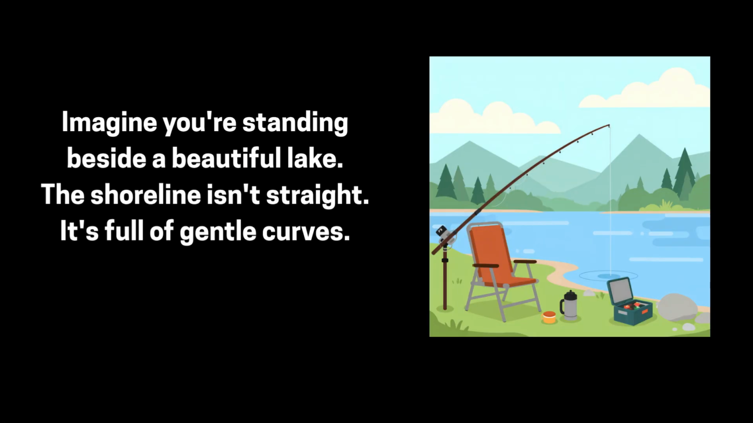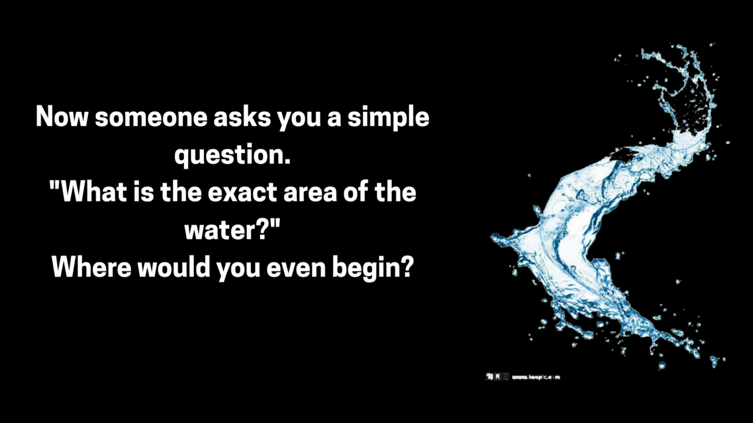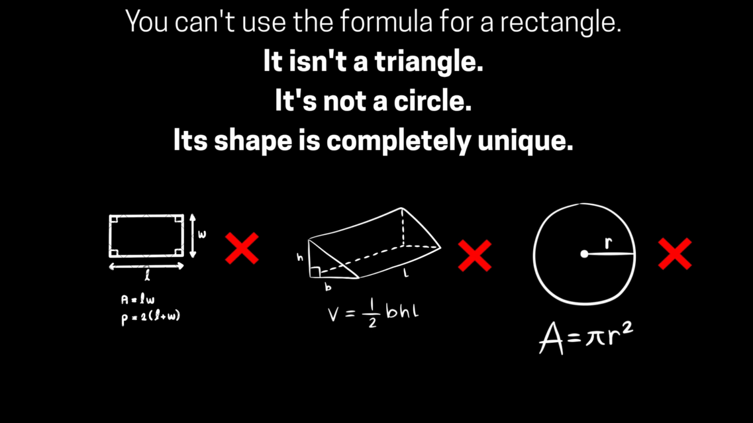So let's begin. Imagine you're standing beside a beautiful lake. The shoreline isn't straight, it's full of gentle curves. Now someone asks you a simple question. What is the exact area of the water? Where would you even begin? You can't use the formula for a rectangle. It isn't a triangle. It's not a circle. Its shape is completely unique.